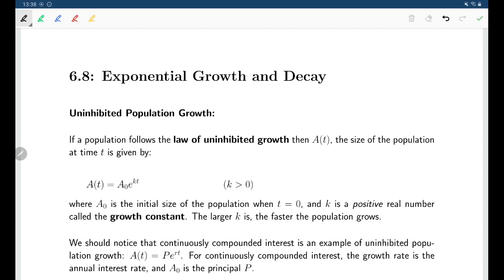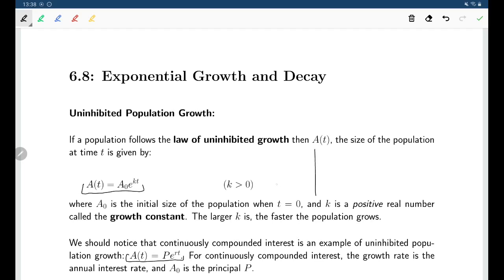So we have a formula here for uninhibited growth, and it happens to look very similar to one that we've already seen. In the previous section, you've seen the formula for continuously compounded interest. Amount at time t is our principal times e to the rt. And you'll notice it's pretty much the same formula. And that's because continuously compounded interest is an example of uninhibited growth.